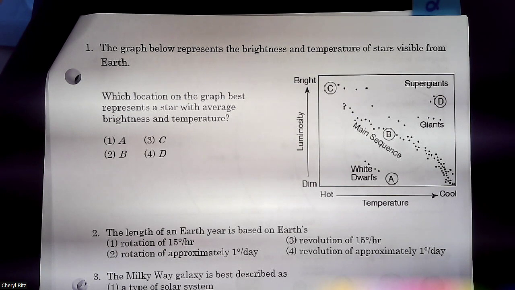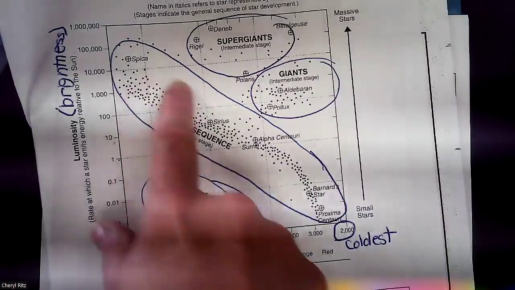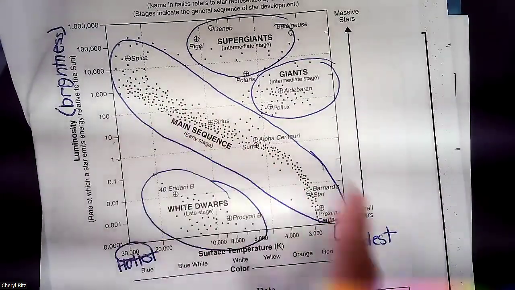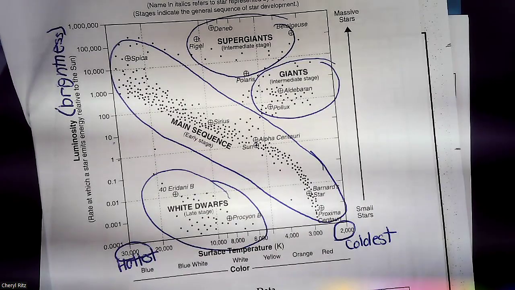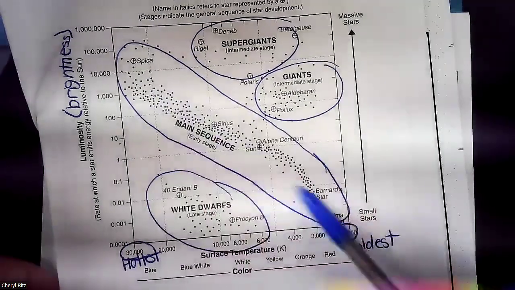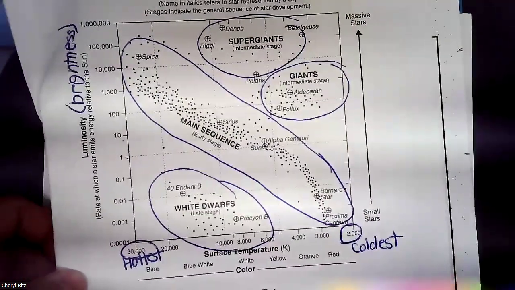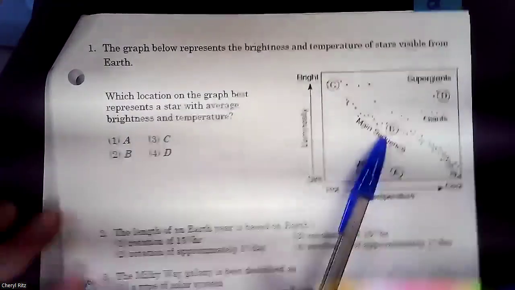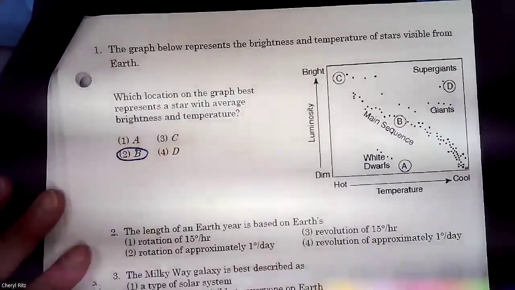So starting off, it says which location on the graph best represents a star with average brightness and temperature? Where do we see average temperatures and brightnesses? What's that group of stars called? No, that's called the main sequence. So the main sequence is where all the average stars live. So that's this group here that we talked about last week. So main sequence on this is letter B.